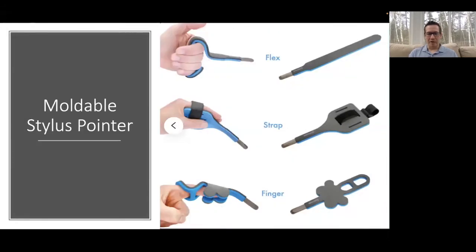And there's some other options as well. If you have a hard time holding that, you can get these moldable stylus pointers, and this is pretty cool. You can see you can bend the end. It has a tip on it, and it works on your smartphone or tablet. You can bend it so you have a handle. You can use a strap, so if you have a hard time holding it, it goes around your fingers, or you can just put it on one of your fingers and hook it on that way.